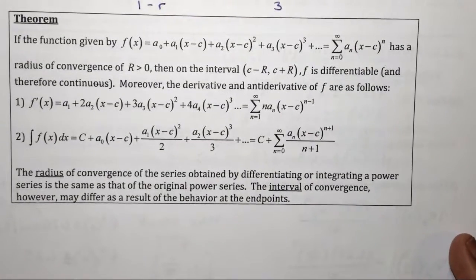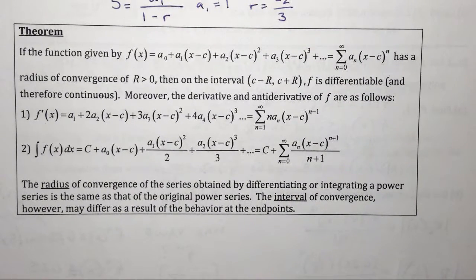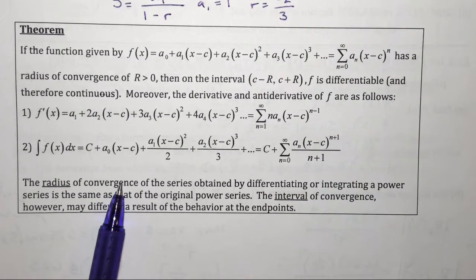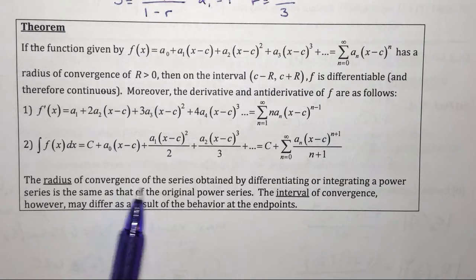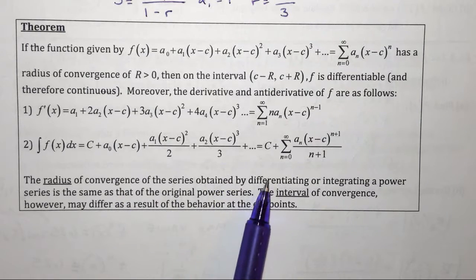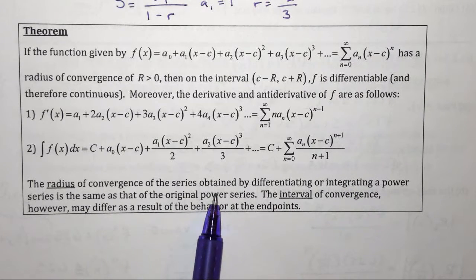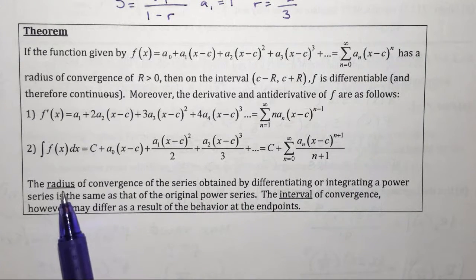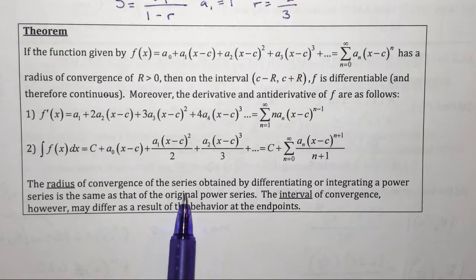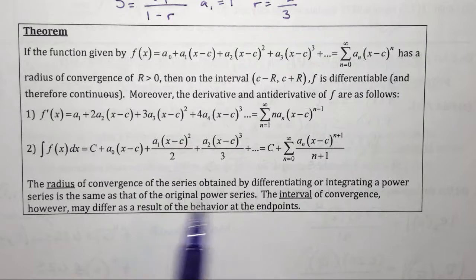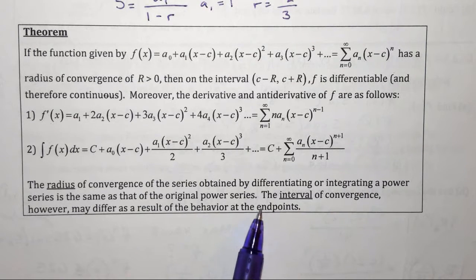So what this theorem is saying is that you can take a series and you can derive it and integrate it, and it will be equivalent to the derivative or the integral of the original function. The only thing that you have to be careful of is that the radius of convergence of the series obtained by differentiating or integrating is the same as the original power series, so the radius of convergence doesn't change. The only thing that does change is the interval of convergence, because it could possibly converge at the endpoints, or it could not converge at the endpoints.